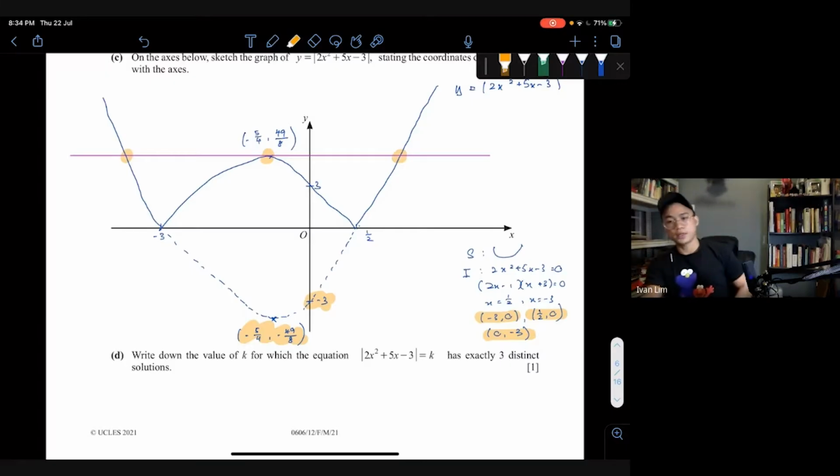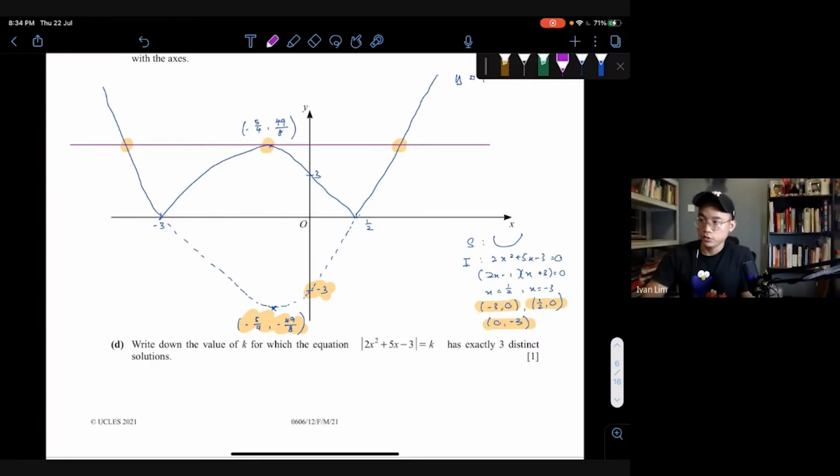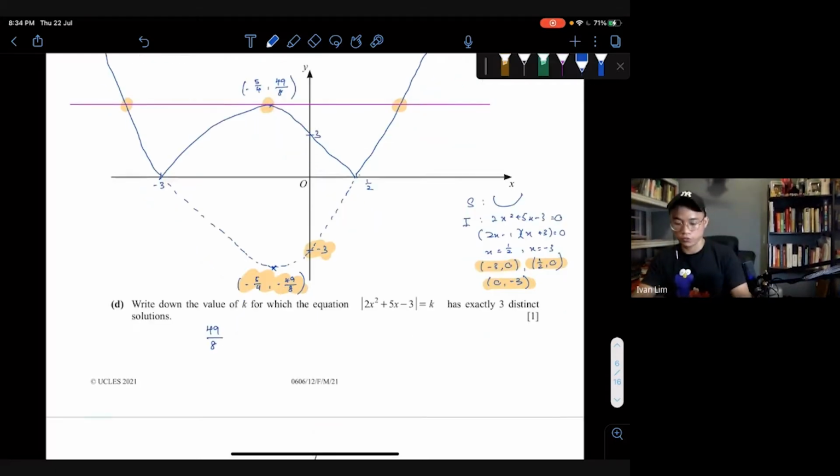Okay, so this one you all make sure you all know also how to find, if let's say they ask you 4 solution, then it's the region here, between 0 to 49 over 8. Okay, 2 solution above here or at the x-axis. Okay, so your k value can be 49 over 8. Okay, or you can give Adrian's answer 6.125.